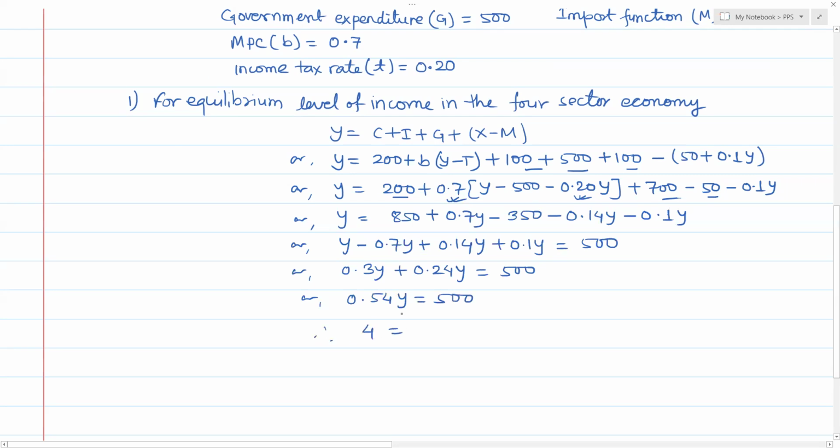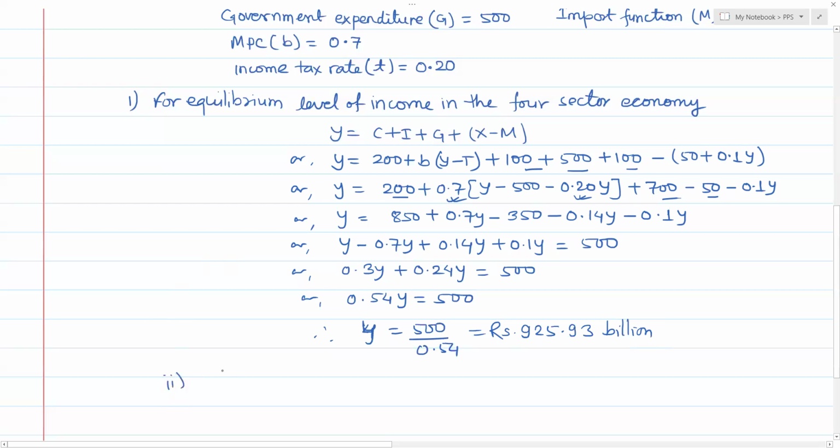Therefore, y is equal to 500 divided by 0.54, which is equal to rupees 925.93 billion. Okay, billion. So this is the first one.